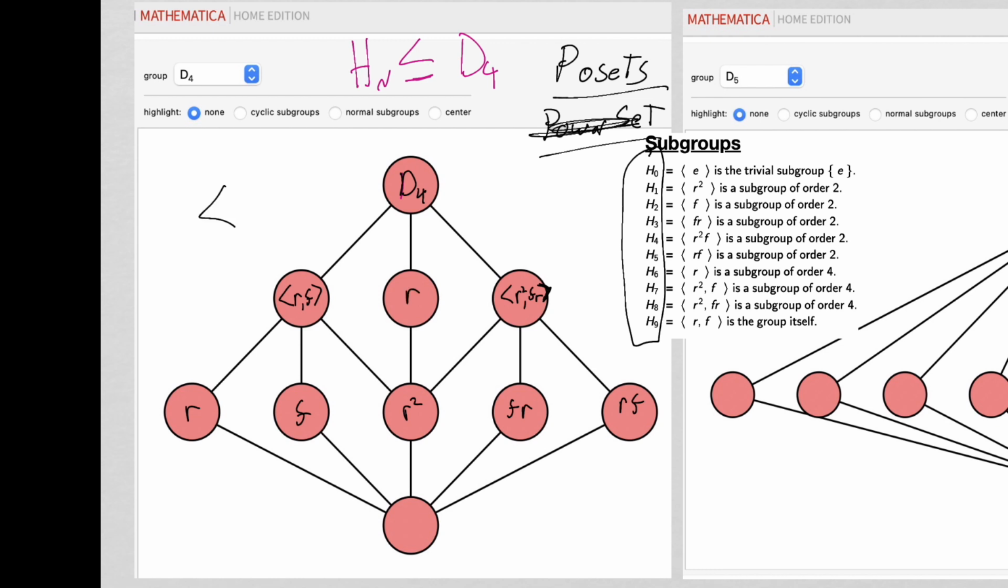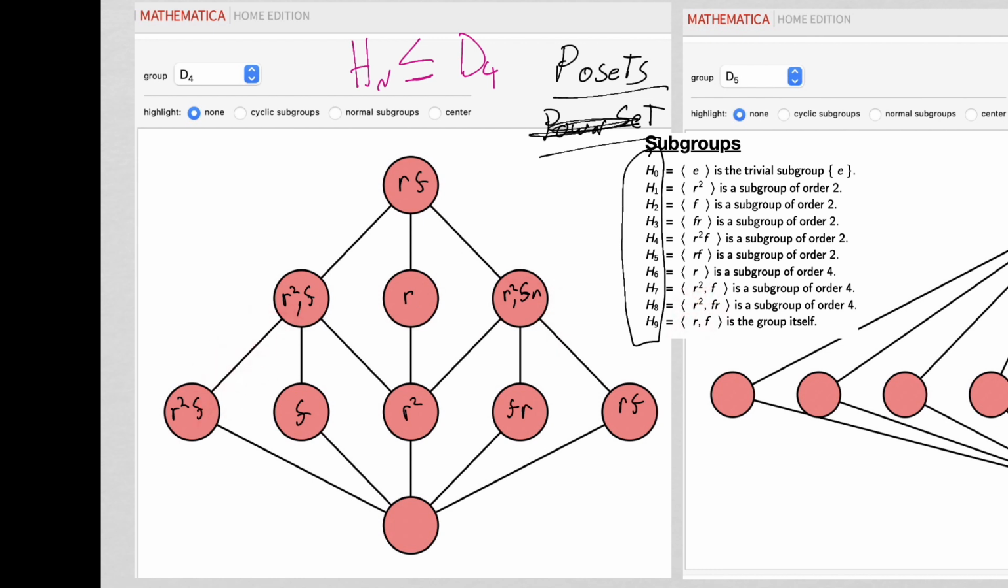I'm getting sick of writing these little brackets, so I'm getting rid of them and just writing the generators down. Man, actually, I really screwed that up. I think I got it straight now. So this is obviously a subgroup of order 4. These two are the subgroups of order 4 based on these generators.